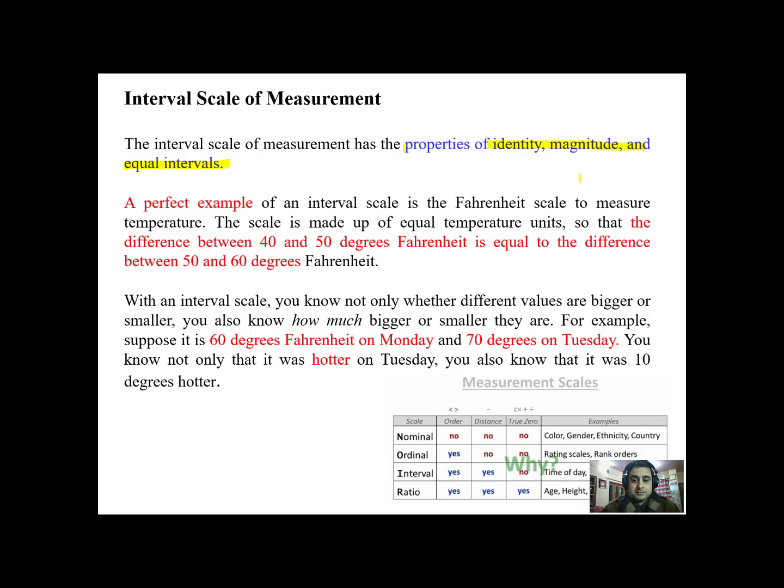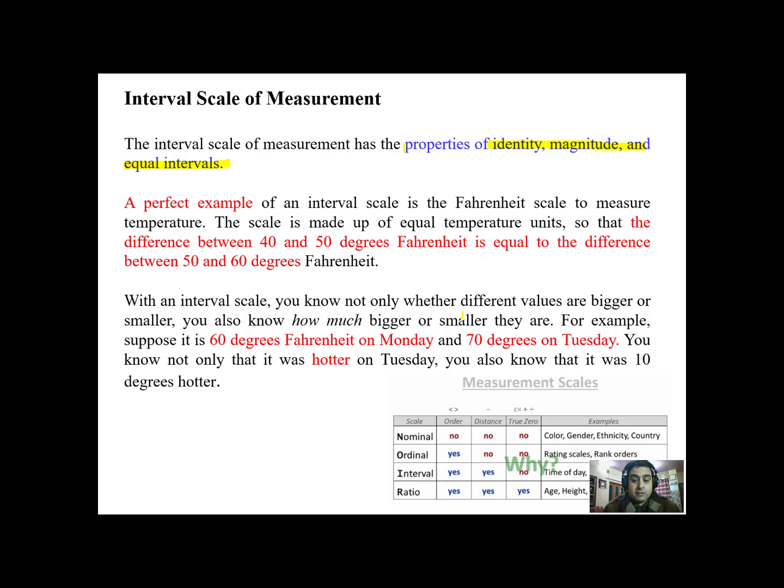About the equal intervals, if we measure temperature and we record 40 degrees and 50 degrees, and the next morning we measure 50 degrees, and after an interval we get 60 degrees, the interval between 40 and 50 degrees is equal to the difference between 60 and 50 degrees. So on different days, if we record temperatures, there are equal intervals between the graduations that the scale has.